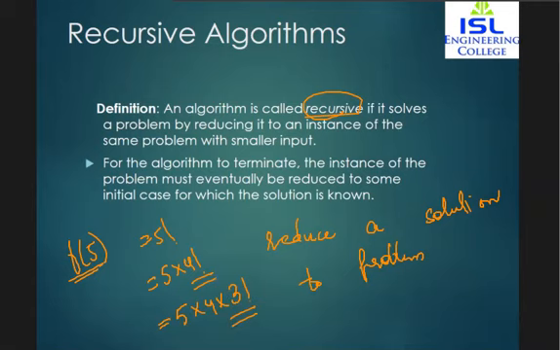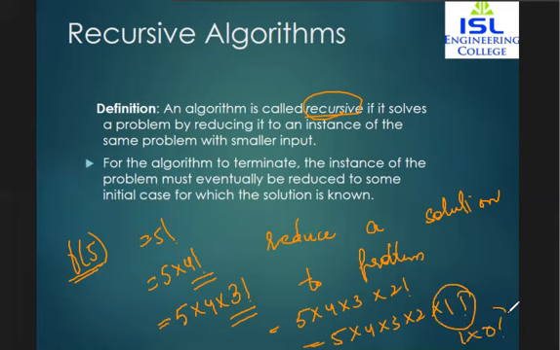Now, for the algorithm to terminate, the instance of the problem must eventually be reduced to some initial case for which the solution is known. We keep reducing the problem until we get some initial case, such as n equal to 0 or n equal to 1, which is already defined. This will continue till 5 into 4 into 3 into 2 factorial, then 5 into 4 into 3 into 2 into 1 factorial, and then 1 into 0 factorial. The initial case for a factorial problem is 0 factorial, which we know is equal to 1.